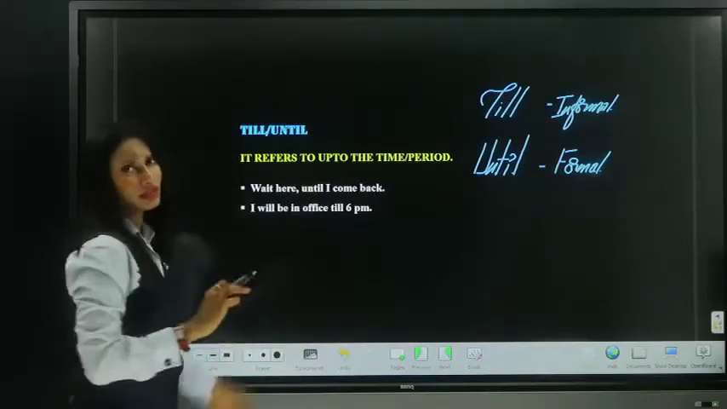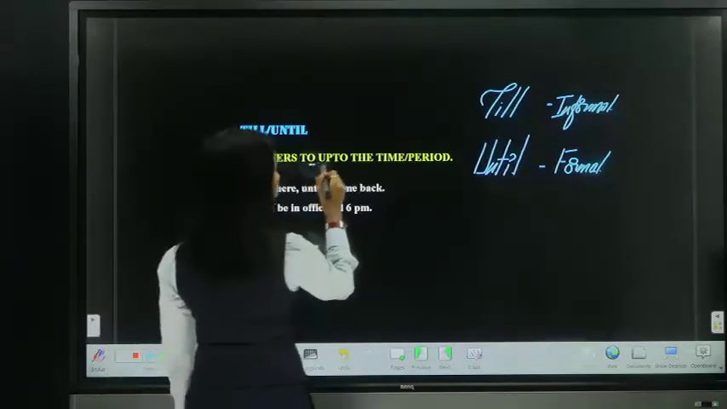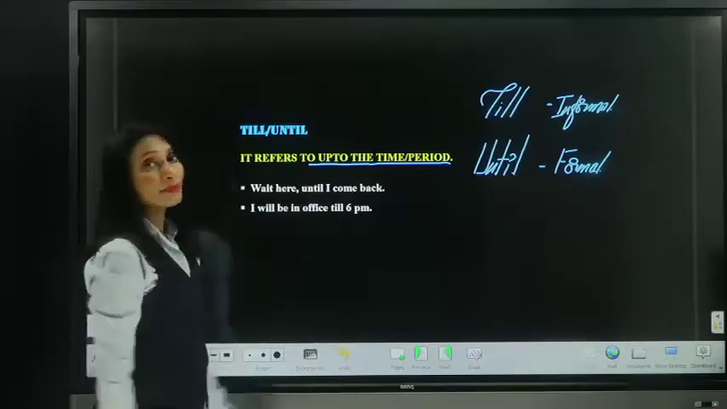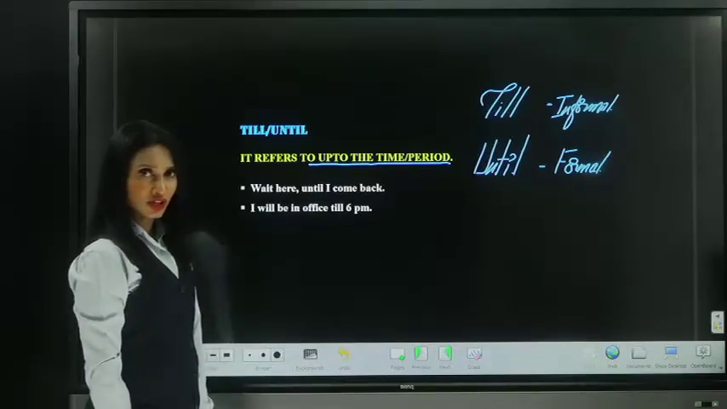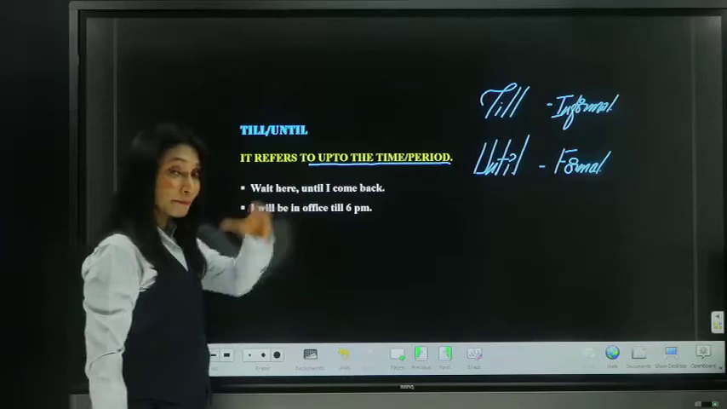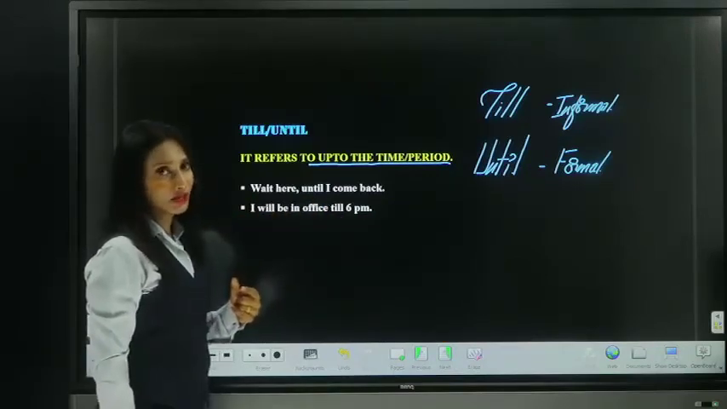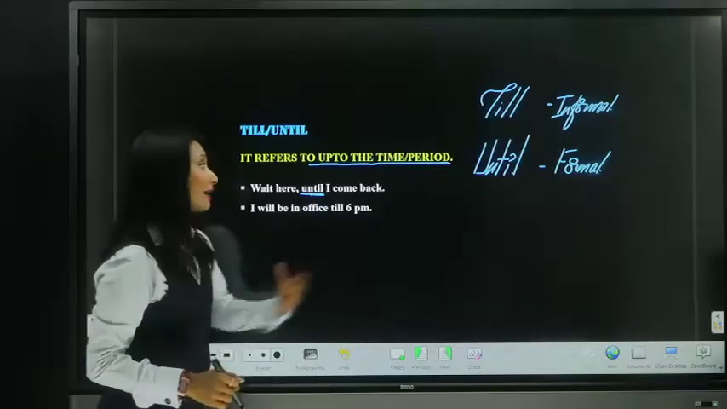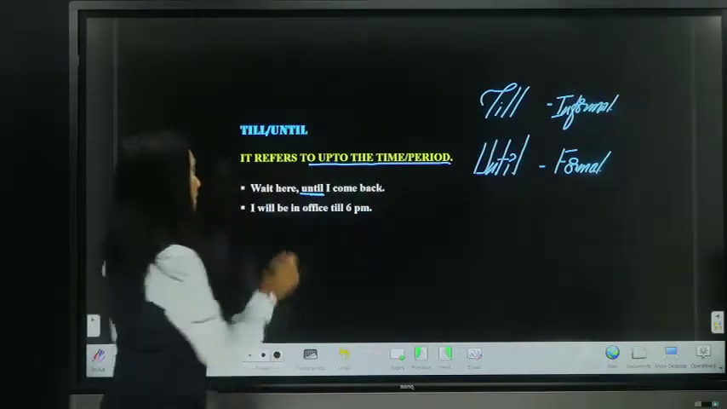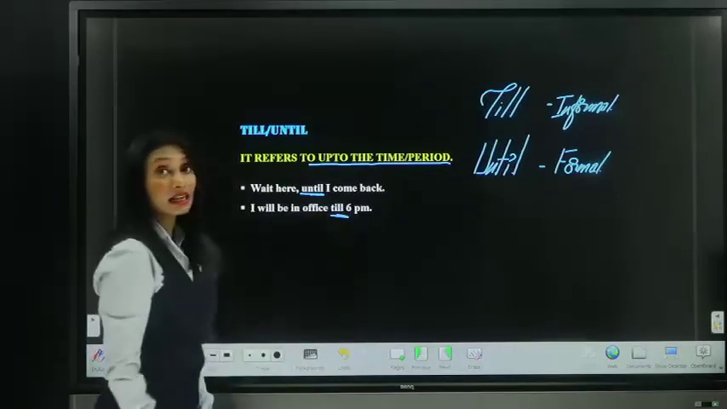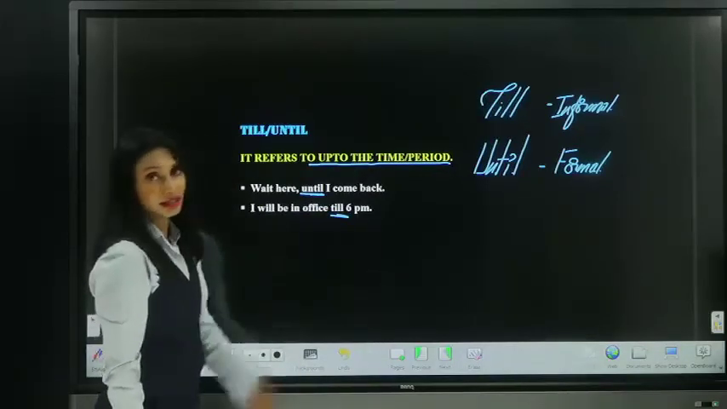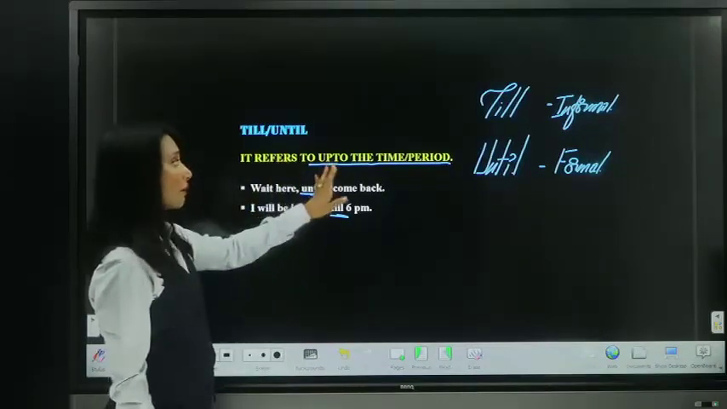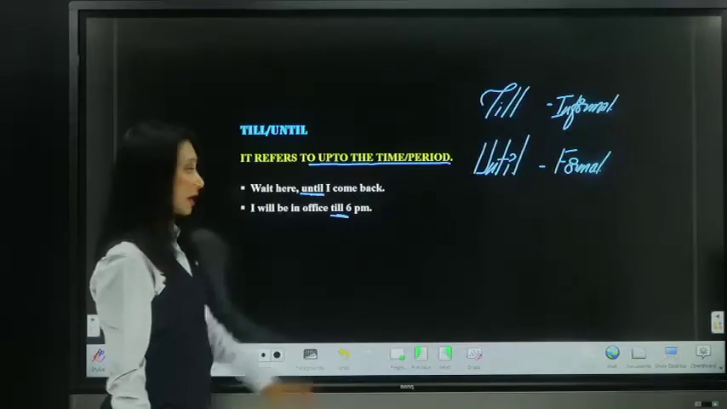Now when do we use them? So till or until is used to refer to up to the time or period which is mentioned. For example, wait here until I come back, up to the time. I will be in office till 6 p.m., up to the time. So till and until are used to refer to up to the time or period. I hope it is clear.